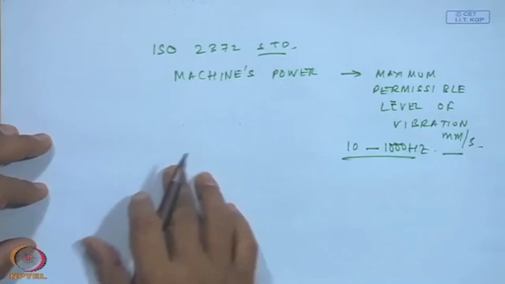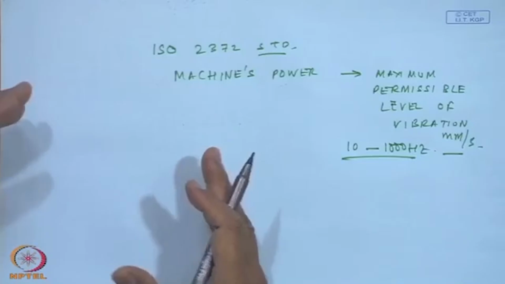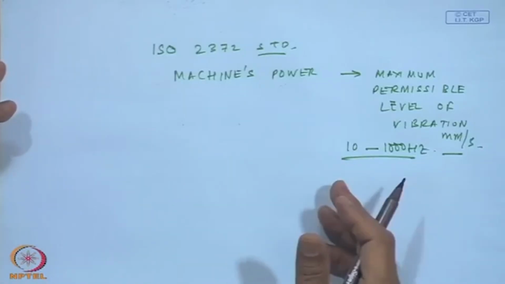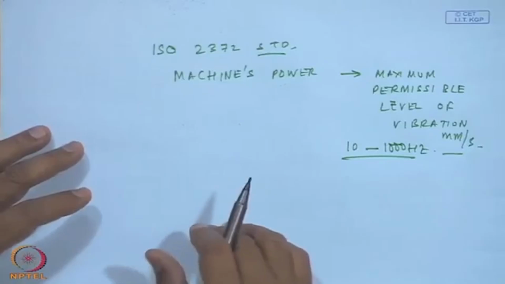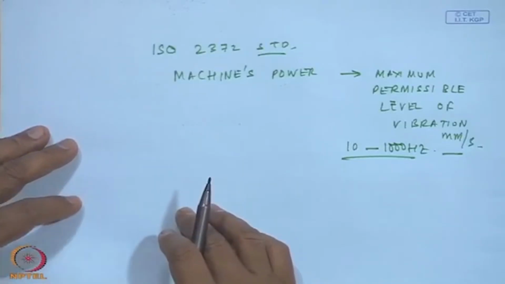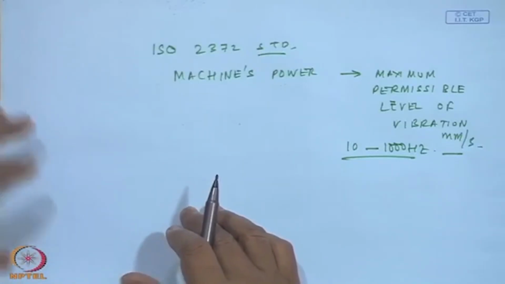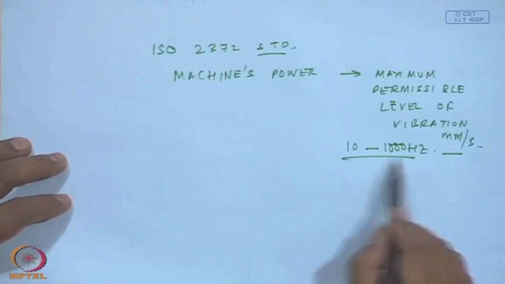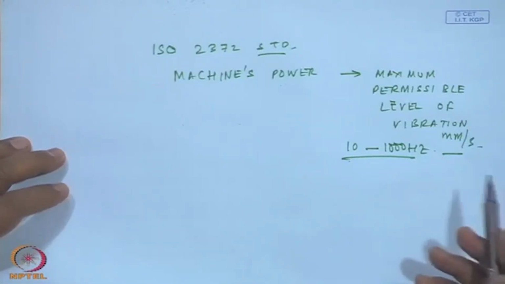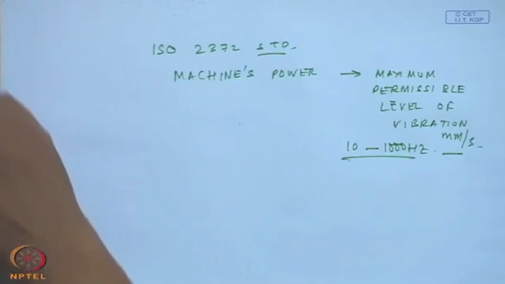So, if you have a 100 horsepower machine, it should not be more than 3 millimeters per second and so on. So, that gives you a feel, when you are doing vibration measurements on machineries for their health monitoring, for the power of the machine. The maximum acceleration or maximum RMS level in this 10 to 1000 hertz band should not be beyond a certain level which is given in that standard.